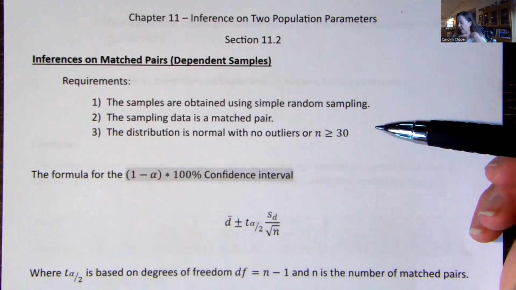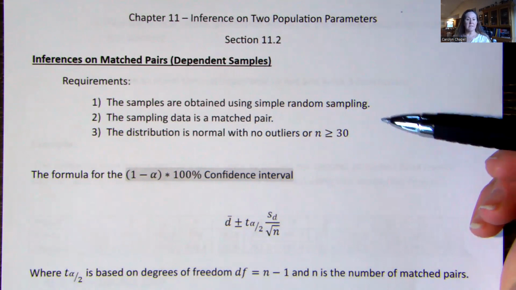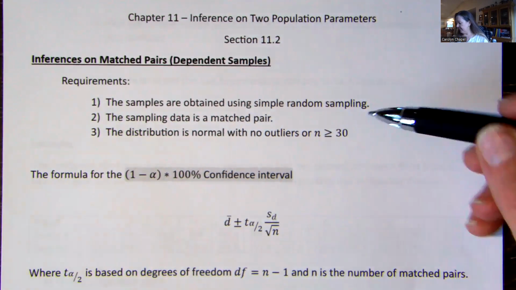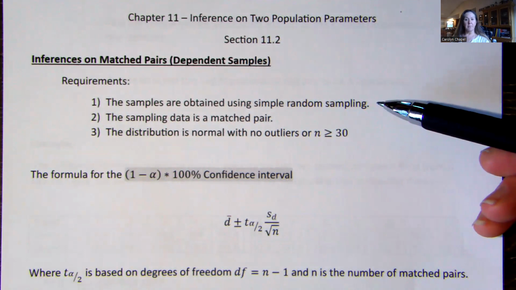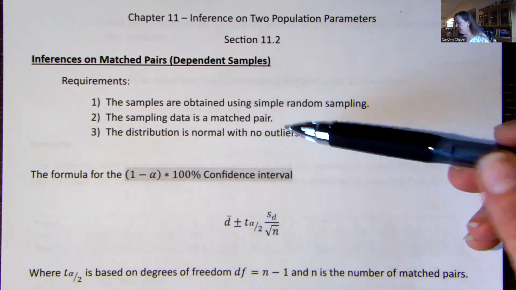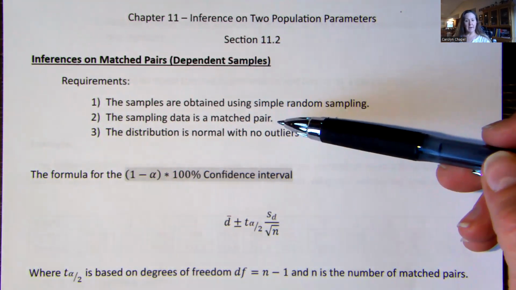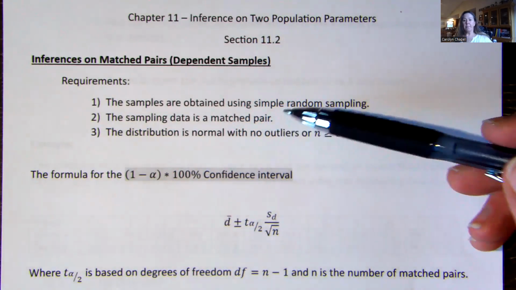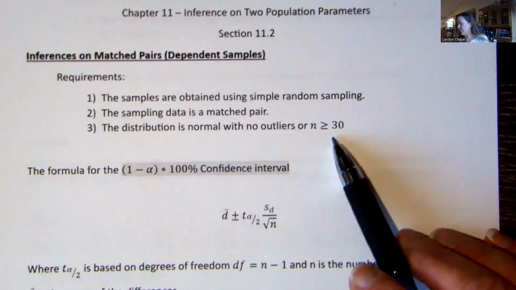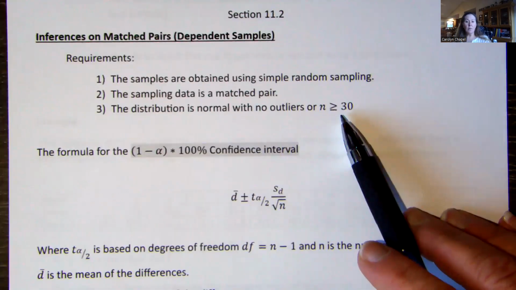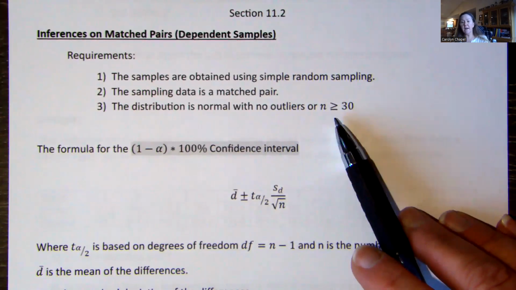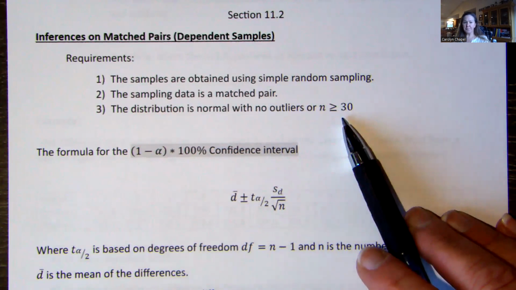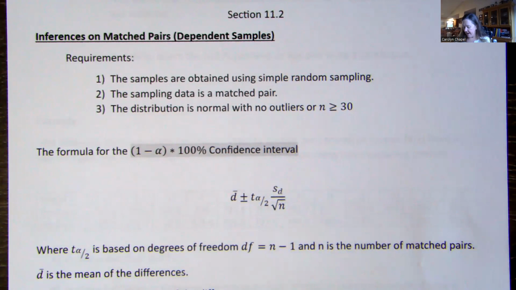But before we do any statistical analysis on things, we want to make sure that the data was collected in a well manner. All right, we also want to make sure, of course, that it is a matched pair type situation. Otherwise, we should be using a different process. We also want to make sure that the data is either normal with no outliers, or we have those large sample sizes.